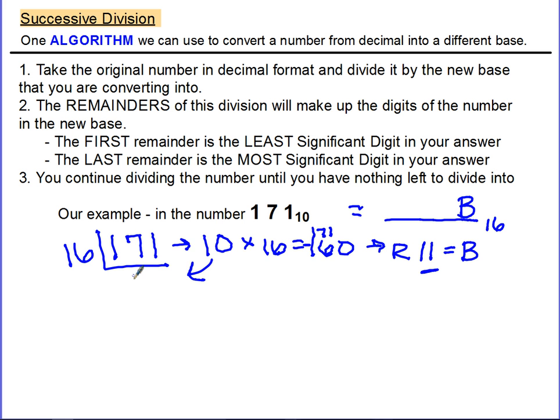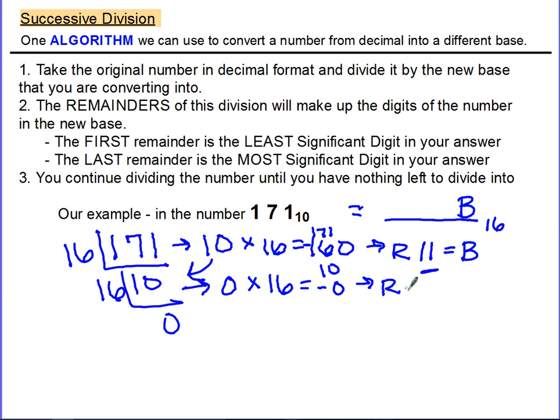Then I take the 10 and put my 10 down here. 16 goes into 10 0 times. Think of it this way, if you have $10 and you are trying to buy something that costs $16, can you buy it? No. So I can get 0 of those things, so then I have 10 minus 0, so I still have the $10 that I started out with. 10 is the letter A. So 171 in base 10 equals AB in base 16, or in hexadecimals.